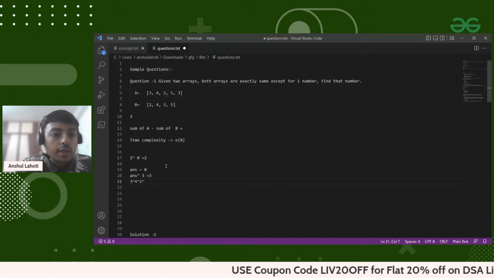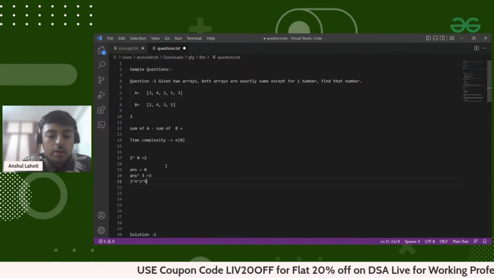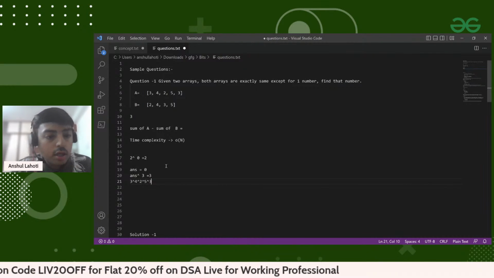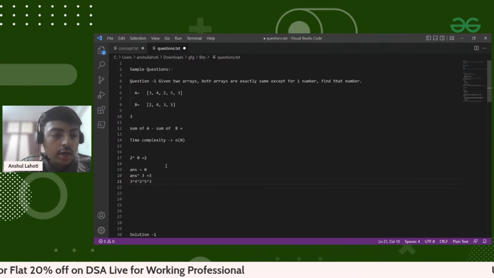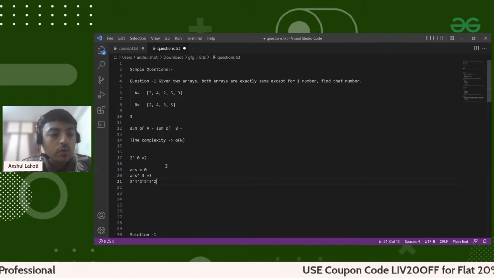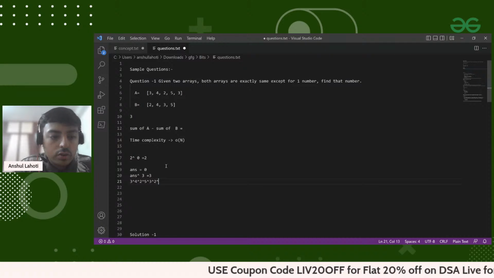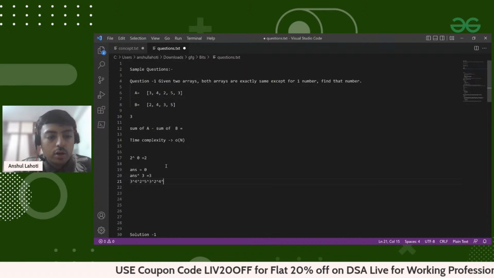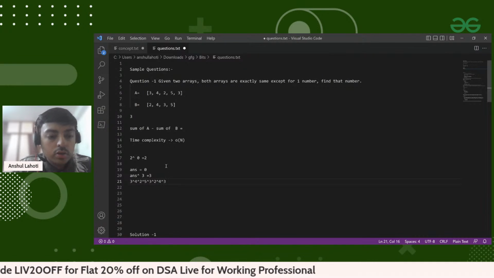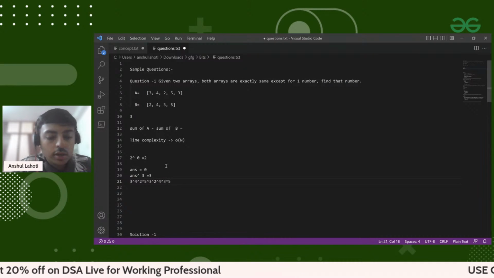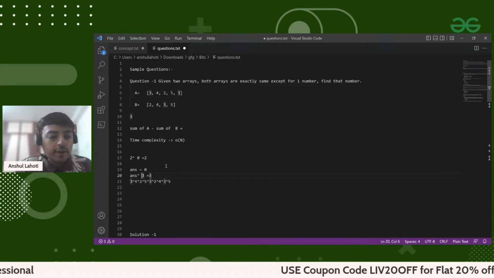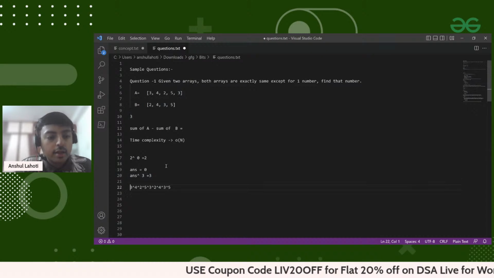Then XOR 5. Then XOR 5. Then XOR 3. Then, and we are taking the XOR of B also, right? So XOR 2, XOR 4, XOR 3 and XOR 5. So here we can see we have taken the XORs of all the numbers.